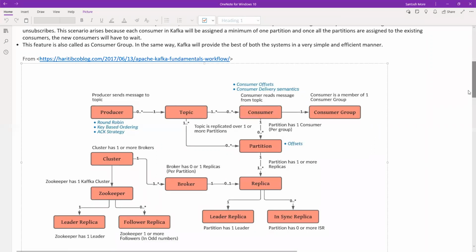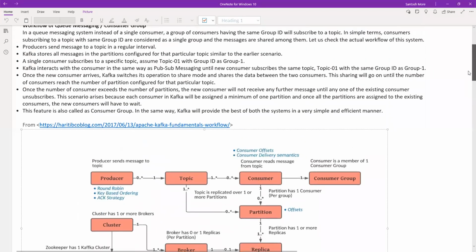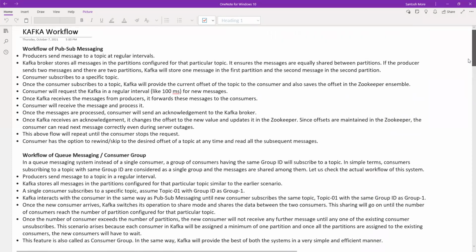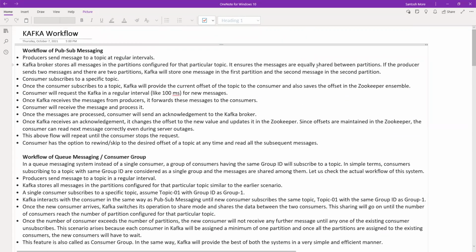So there are at least two ways till now that we can send, and that is what they talk about here. It ensures the messages are equally shared between partitions. If it shares in round robin, it shares between partitions. Therefore, if a producer sends two messages and there are two partitions, Kafka will store one message in the first partition and the second in the second partition. That is the round robin way.